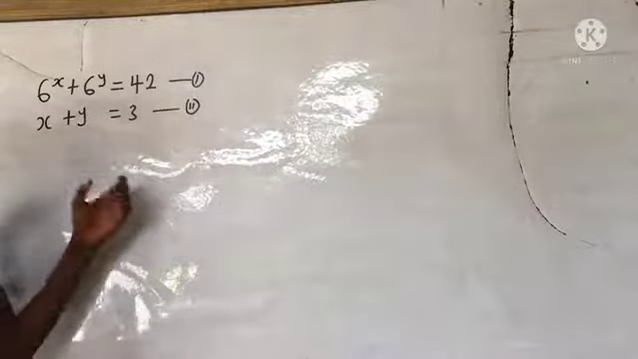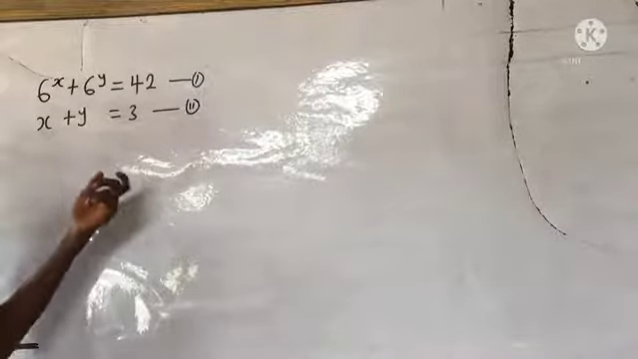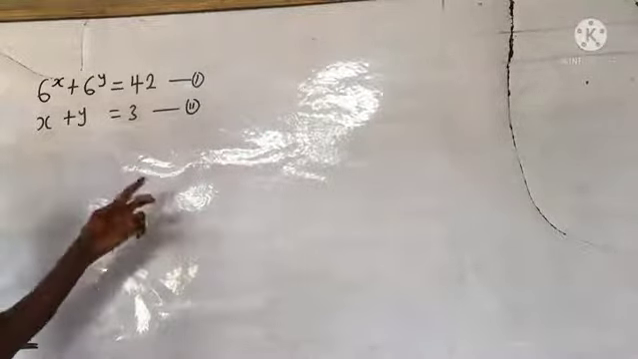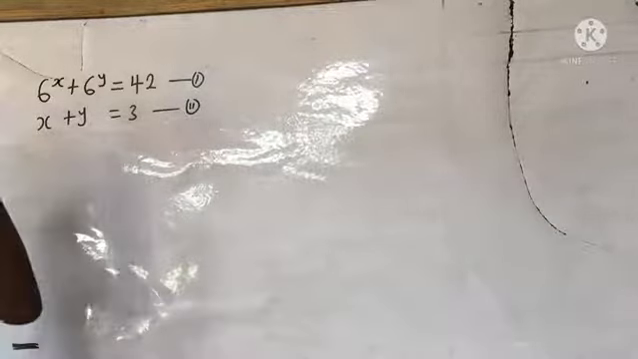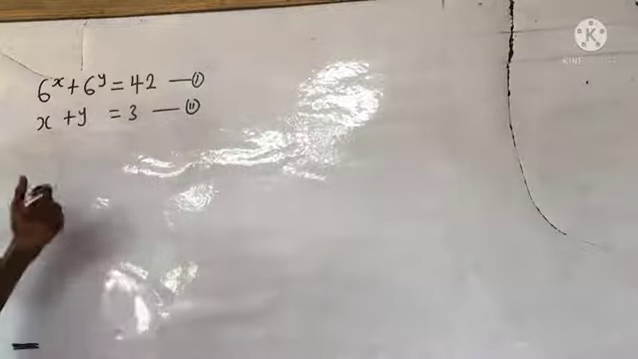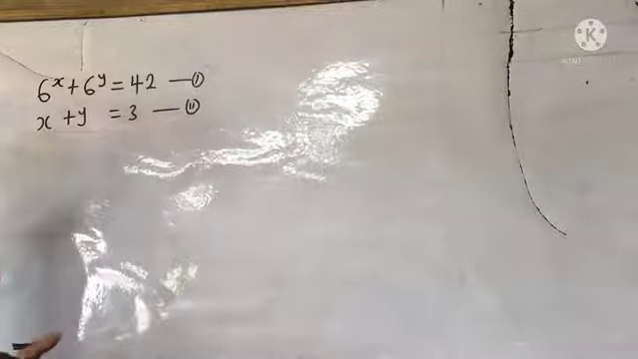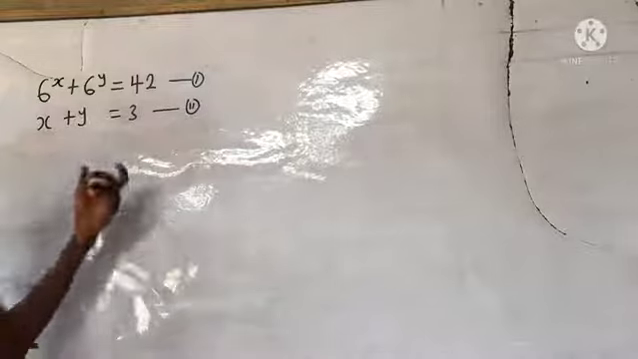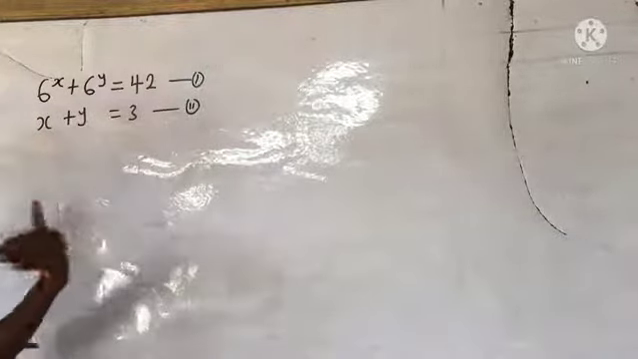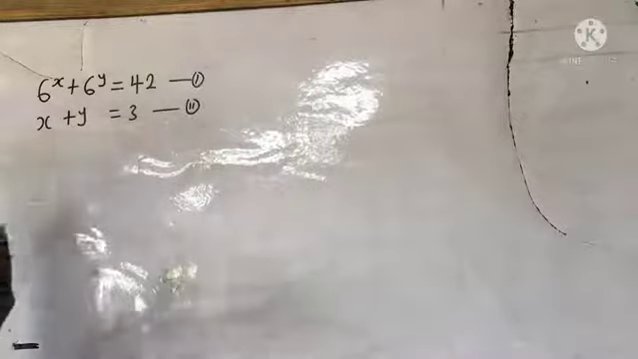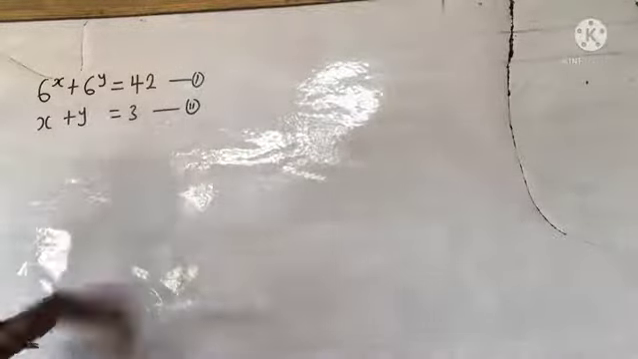Now, when you look at this question, it is a simultaneous equation in two unknown variables. One of the equations is linear and the other is an indicial equation. Elimination is one method of solving simultaneous equations, but we cannot use it in this kind of question because one is linear and the other is an indicial equation. Let's see if we can use the substitution method to solve this kind of question.